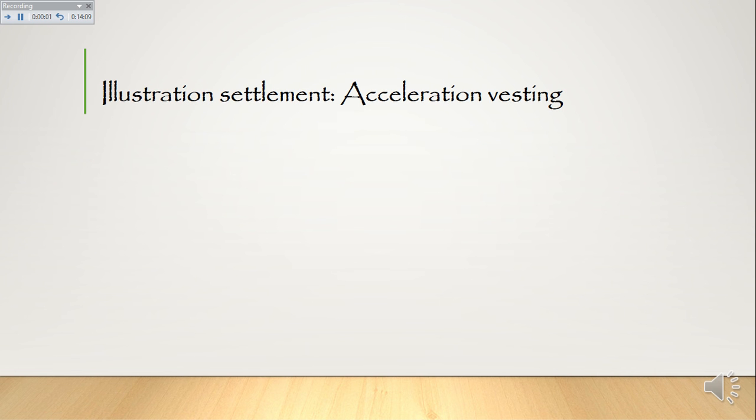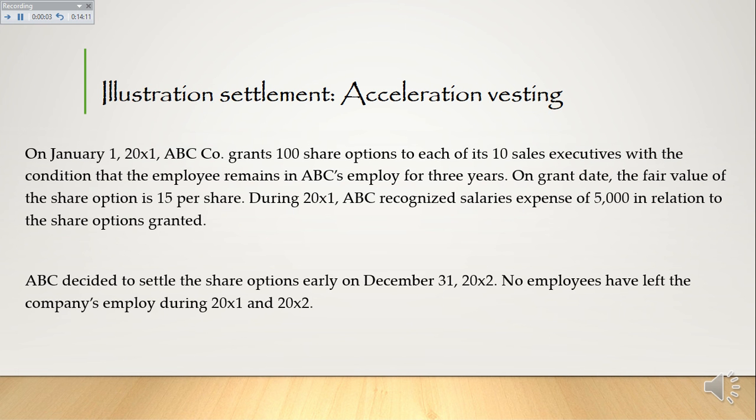Here we have an illustration. On January 1, 20X1, ABC Co. grants 100 share options to each of its 10 sales executives with the condition that the employee remains in ABC's employ for 3 years. On grant date, the fair value of the share option is 15 per share. During 20X1, ABC recognized salaries expense of 5,000 in relation to the share options granted.